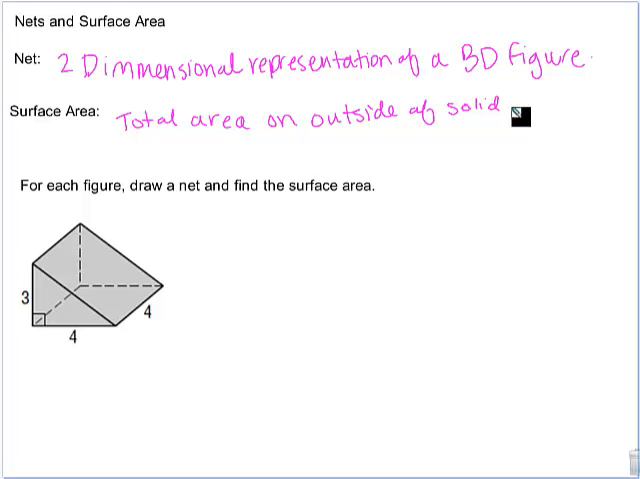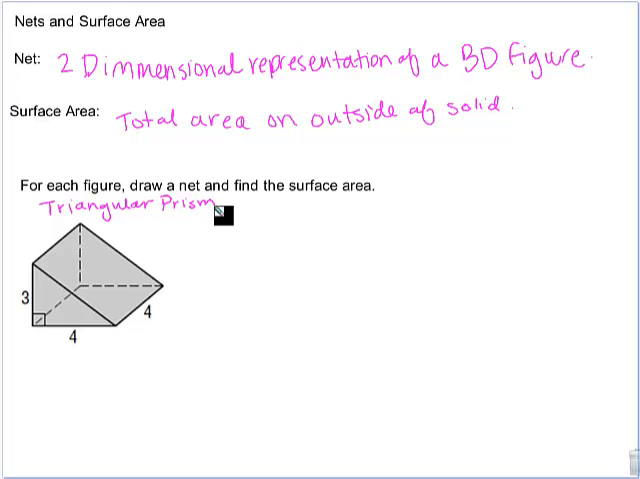So first off, you need to identify what type of shapes we have here. What type of shape is this? Okay, so this is our triangular prism. The shape of our base is a what? Triangle. What are going to be the shapes of the faces? Rectangles. Only the bases are triangles.